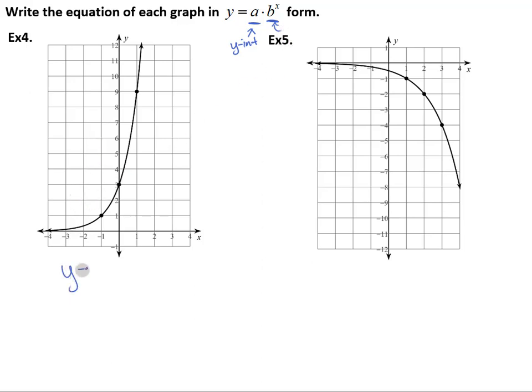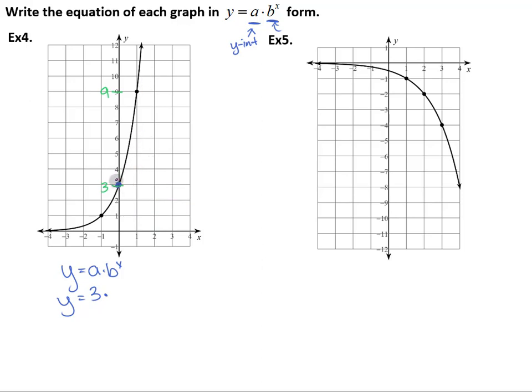So let's do number 4 here. A times b to the x. Let's figure out what we need to plug in. What's my y-intercept? A is 3. Perfect. And then what are we multiplying by every time we go to the right? Well, let's look at my values. I just went from 3. My next one is 9. Whoops, that's not what I wrote. It's 9. So when we went 1 to the right, we went from 3 to 9.